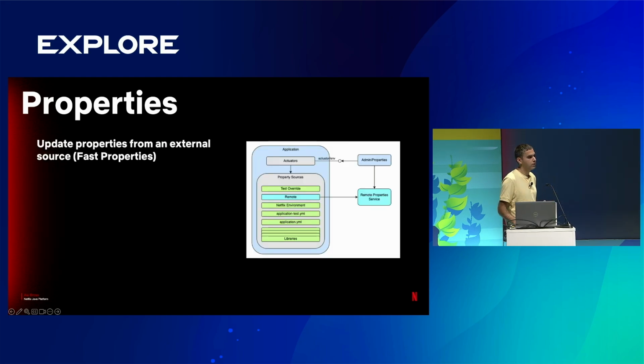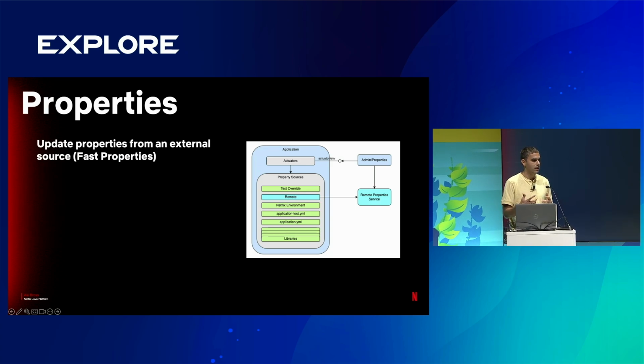So I talked earlier about the external system we have for changing property values. We call it fast properties. The way we integrate to make this work is when the application starts, we call that external service and fetch all the properties that are related to the specific instance. Then we add a property source.